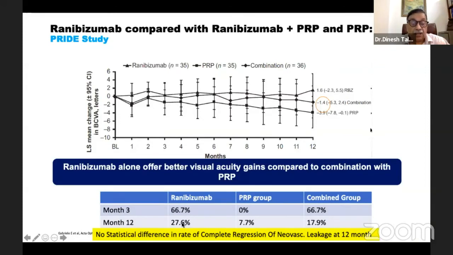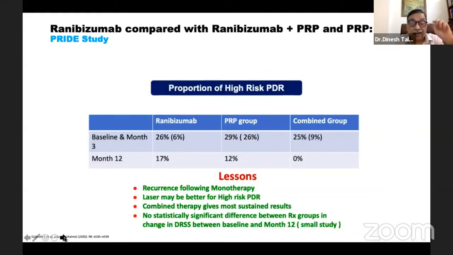But if you see, at 12 months, again, some of the patients had got their neovascularization back in the ranibizumab group, much less in the combination group, and very little in the PRP group. The final lessons we got from the PRIDE study were that you can get a recurrence following monotherapy, laser may be a better choice for high-risk PDR, and the combined therapy seemed to give the most sustained results.